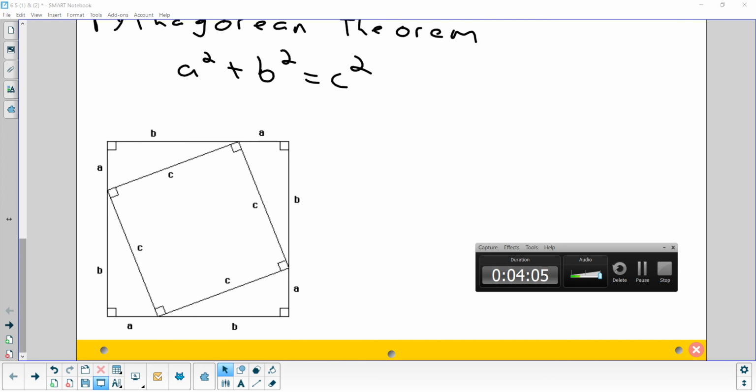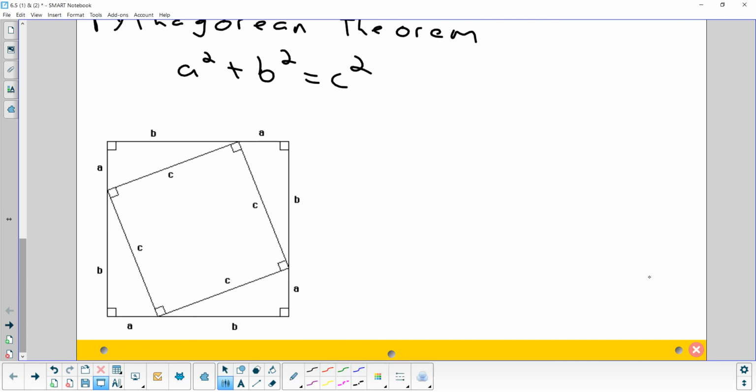All right, so let's take a look at that diagram. What I've set up here is we have a big square on the outside, and then we have another square on the inside, and the square on the inside is almost like it's turned a little bit. Now, we have several different shapes going on here. We've got the big square, we've got the smaller square on the inside, and then we've got these triangles that are on the outside of that smaller square. And all the triangles are congruent. They all have sides of A, B, and C.